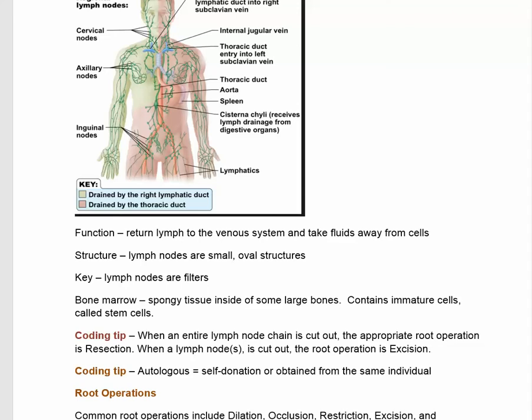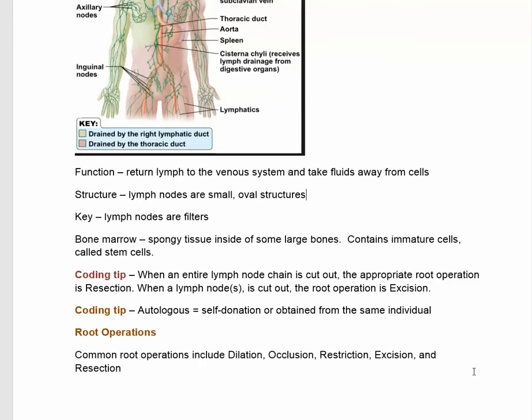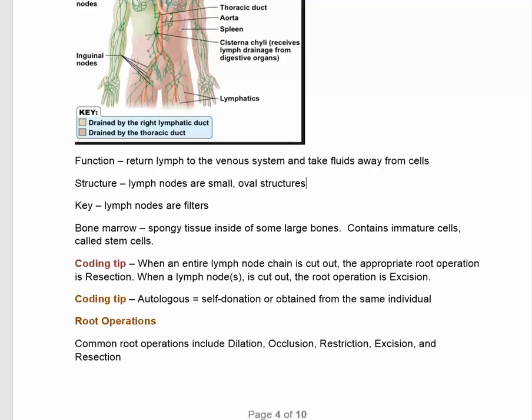Your textbook also talks about bone marrow biopsies. Bone marrow biopsies are not coded to the root operation of excision. They are coded to the root operation of extraction, because they're actually pulling out or stripping out the bone marrow. That is also noted for you in your textbook. So make sure you understand what's going on in terms of a bone marrow operation, a bone marrow biopsy. Common root operations for this lymphatic system include dilation, occlusion, restriction, excision, and resection.